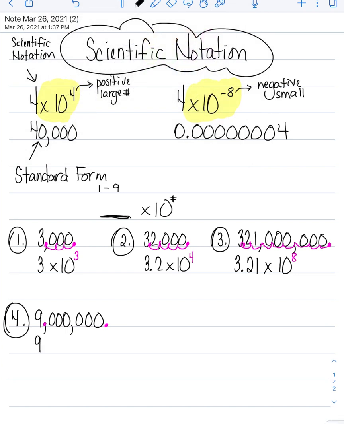So this is going to be 9 times 10. Times 10 is what we always use for scientific notation. And I moved the decimal 1, 2, 3, 4, 5, 6. And it's going to be positive because it's a big number. 9 million is a large number, so my exponent will be positive.